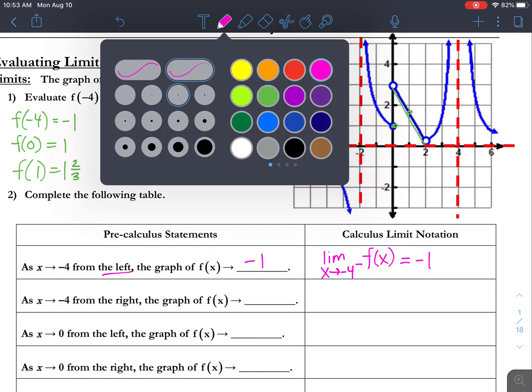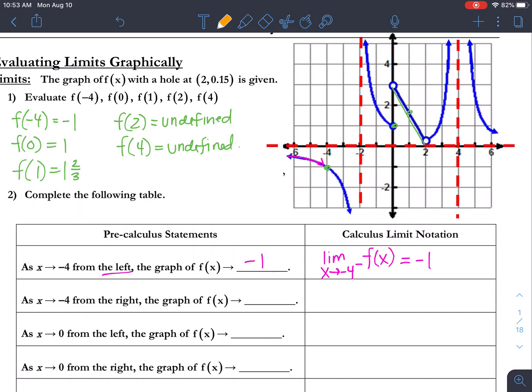Okay, and what about from the right? Well, from the right, I'll use orange here, getting closer and closer and closer to -4. That is also approaching -1. So the limit of f of x as x approaches -4 from the right. Notice that little plus sign, that means from the right. That's also equal to -1. Okay, and we're going to be talking about left-hand and right-hand limits shortly. Right now we'll just say from the left and from the right.